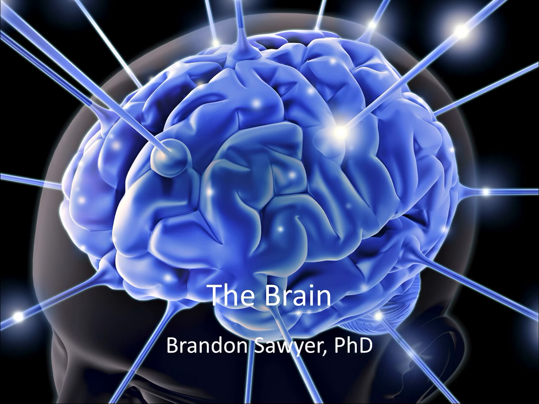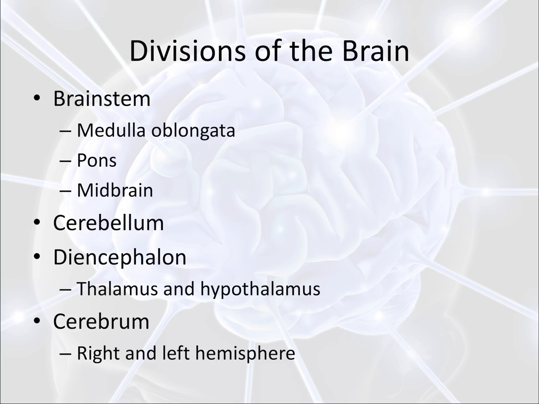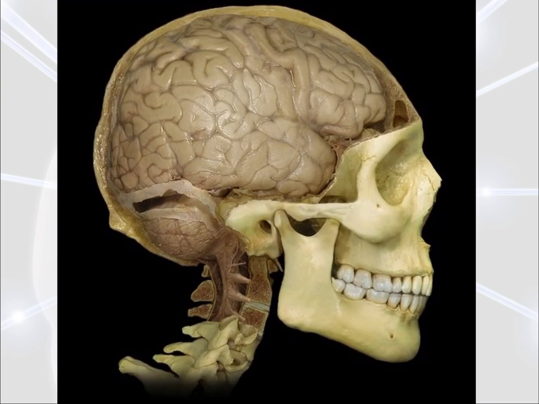So let's get going. We'll start just by looking at the overall divisions of the brain. When we look at this, we have these main regions: the brain stem, which includes those three regions there, the cerebellum, a posterior part, the diencephalon, and the cerebrum. Those are the main divisions. Okay, so let's take a look at this.